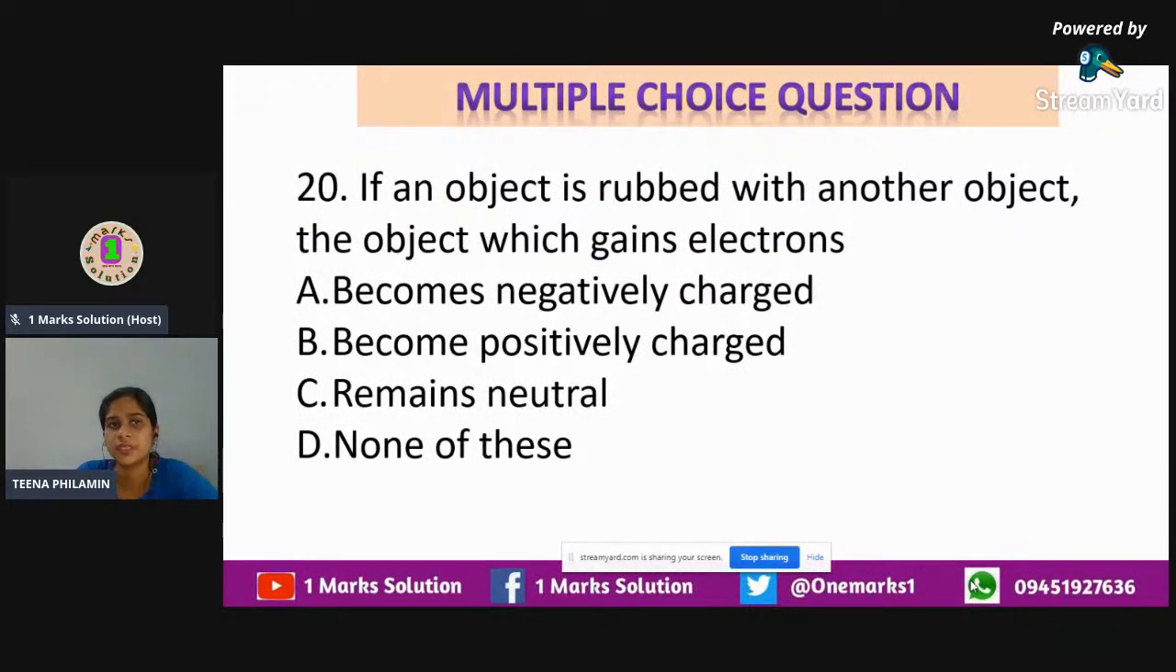The next question, 20th question. If an object is rubbed with another object, the object will gain electrons, and which charge will it get? When an object is rubbed with another object, electrons will be transferred. One object will gain electrons, the other object will lose electrons. The object that gains electrons will definitely have a negative charge because electrons are the negative charge carriers. So if an object is rubbed with another object, the object that gains electrons will become negatively charged. So the answer is negatively charged.